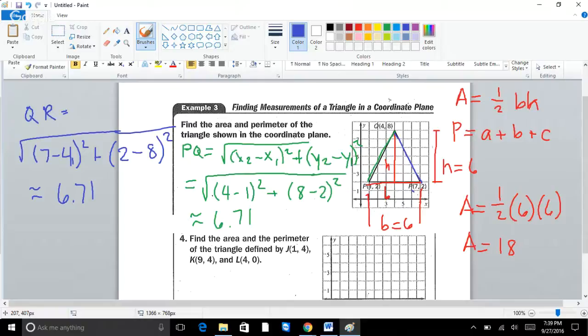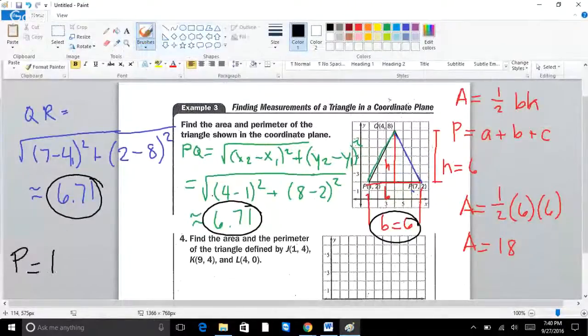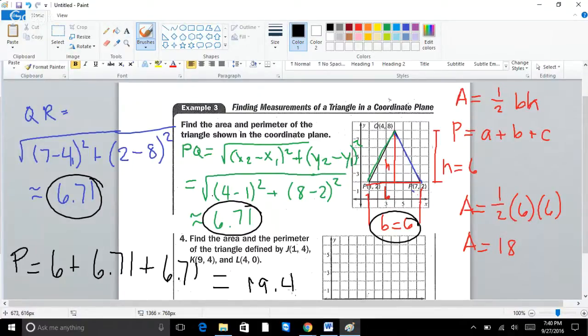So now I want to find the perimeter. What I need to do is add up all the sides. So I have that PR is 6, and PQ is 6.71, and QR is 6.71. So if I want to know what the perimeter is, it's going to be 6 plus 6.71 plus 6.71, which I calculate to be about 19.42. Okay, so that's how you do example number 3.